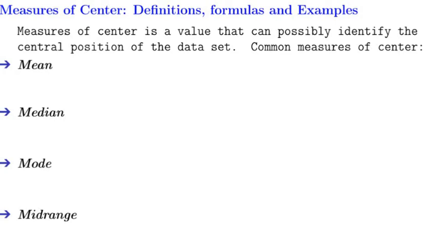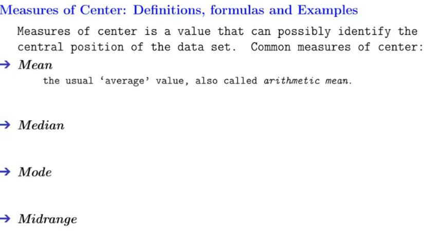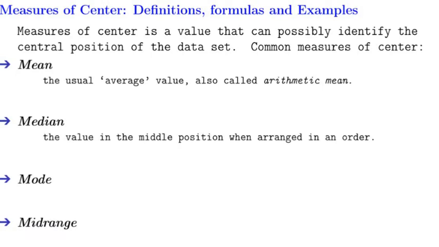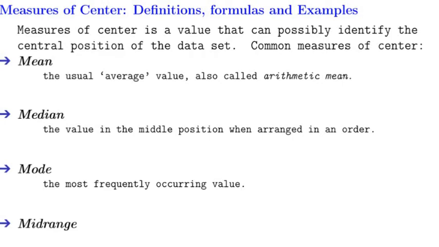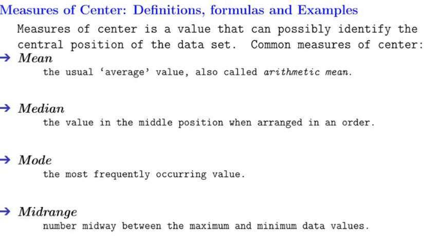Now let's define mean, median, mode, and midrange. Mean is the usual average value. It is also called the arithmetic mean. Okay? The median is the value in the middle position when arranged in order. The most frequently occurring value in a data set is the mode. And the number midway between the maximum and minimum data values is the midrange.